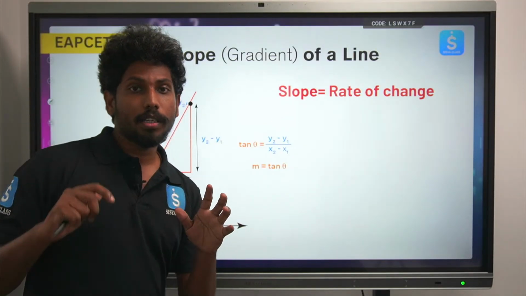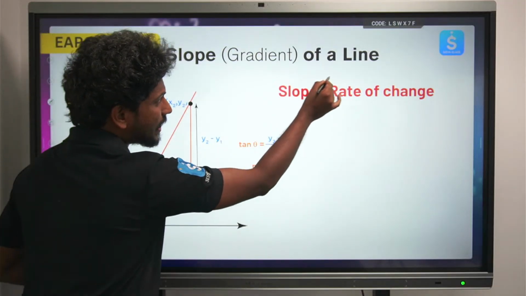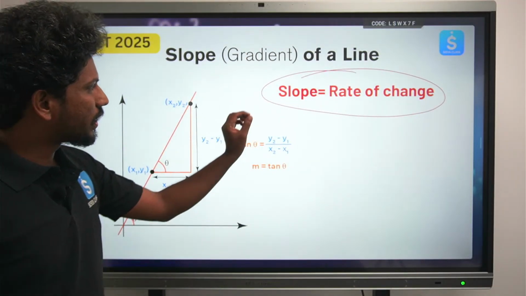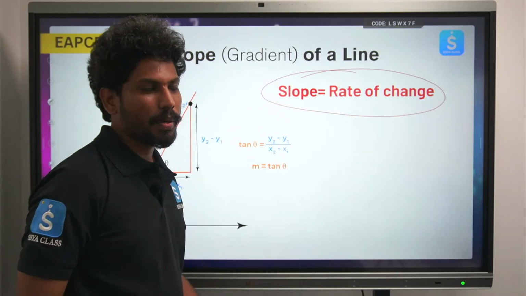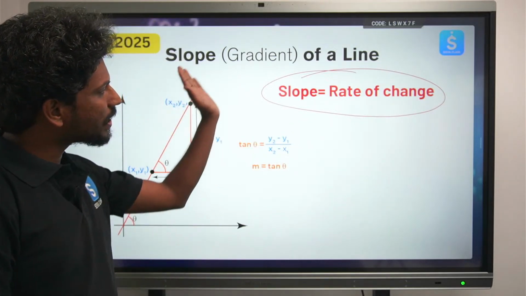First, this topic, the whole topic relies on just one term called slope. It is a small topic that we have already studied in straight lines. The slope is nothing but the rate of change, that is rise by run.